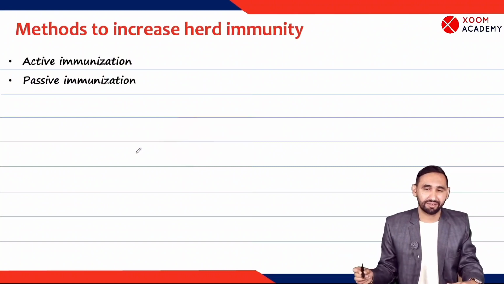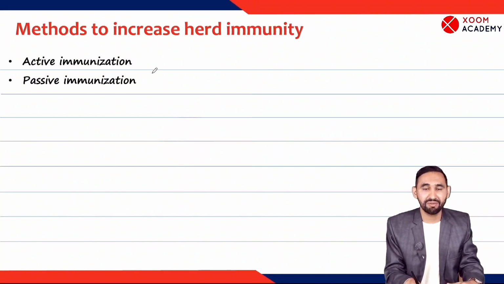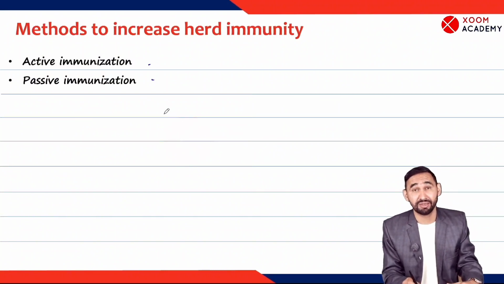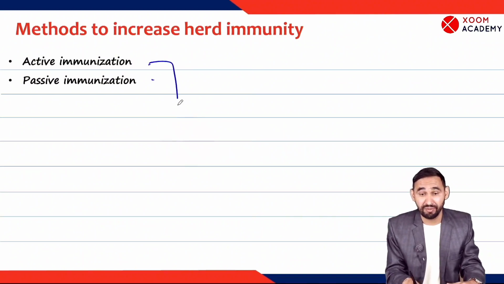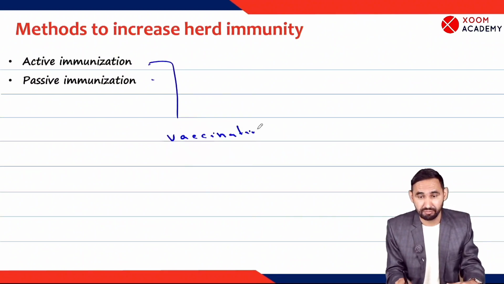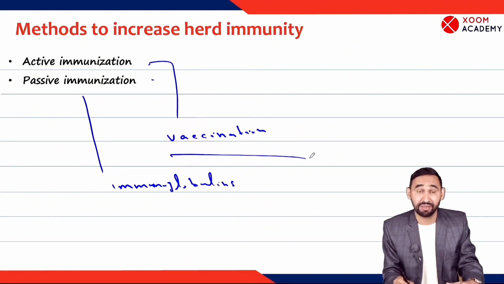There are two methods of achieving herd immunity: active immunization and passive immunization. Active immunization is by vaccination. Passive immunization is by immunoglobulins. They can be injected, like immunoglobulins of tetanus. Vaccines are like the vaccines of measles, mumps, rubella, coronavirus.